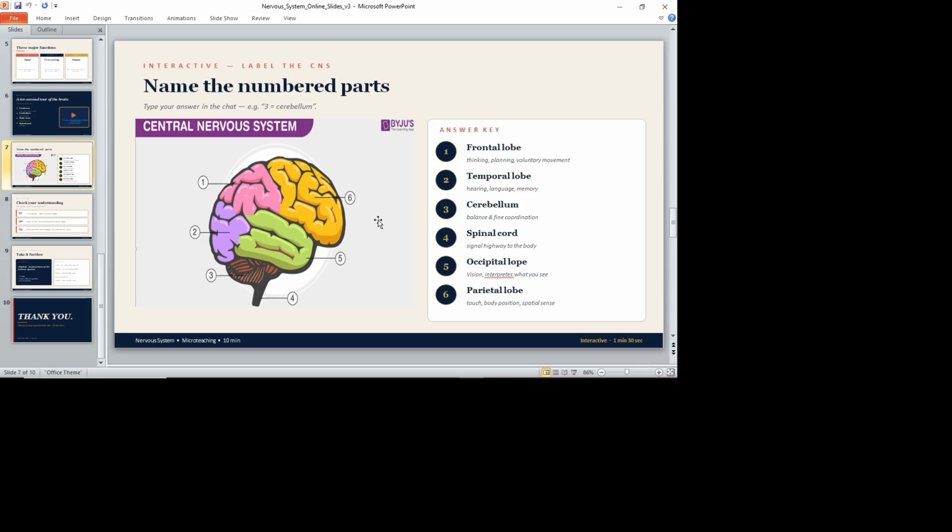Then we have number 2, that is purple. So that is the occipital lobe. It is used for vision and interprets what you see or you perceive from the surrounding. The information is interpreted there. Then we have this part number 5 that is kind of greenish. That is the temporal lobe. It is used for hearing, language, and for memory. Then we have number 3. Number 3 is the cerebellum, used for balance and fine coordination. Then we have number 4, that is the spinal cord. Is that fine? Is that right?